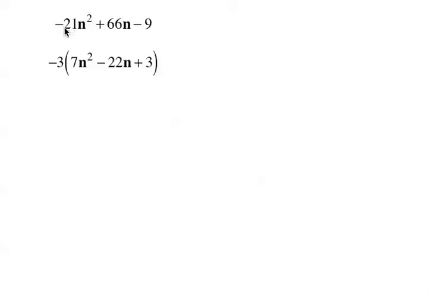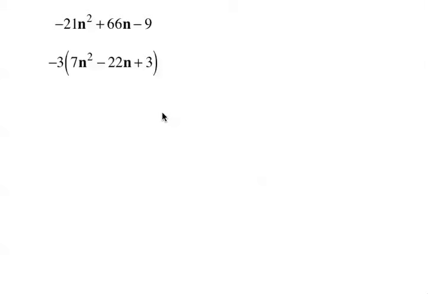So negative 3. And I'm left with, negative 21n squared divided by negative 3 is positive 7n squared. Positive 66n divided by negative 3 is going to be negative 22n. Negative divided by a negative is a positive, so 9 divided by 3 is 3, so positive 3.